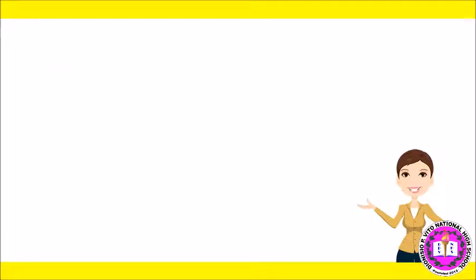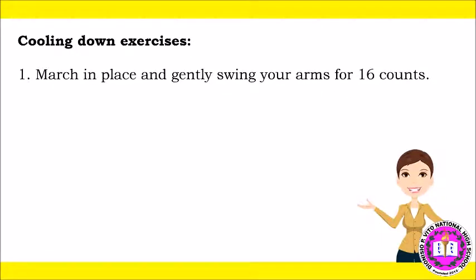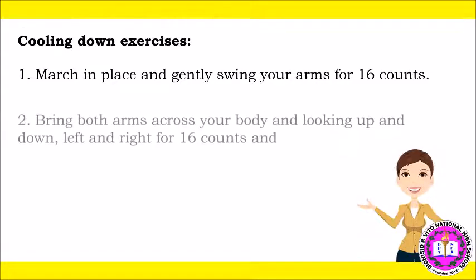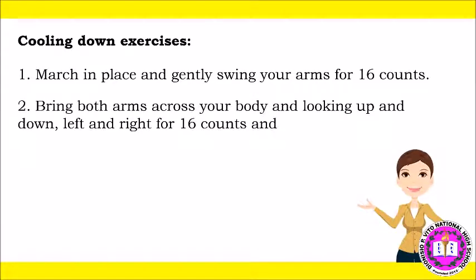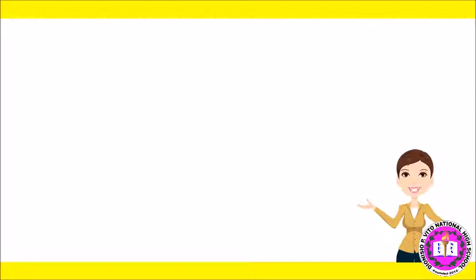Next is cooling down exercises. First, march in place and gently swing your arms for 16 counts. Second, bring both arms across your body, looking up and down, left and right for 16 counts. And third, breathe in, breathe out for 16 counts. Let's have an activity.